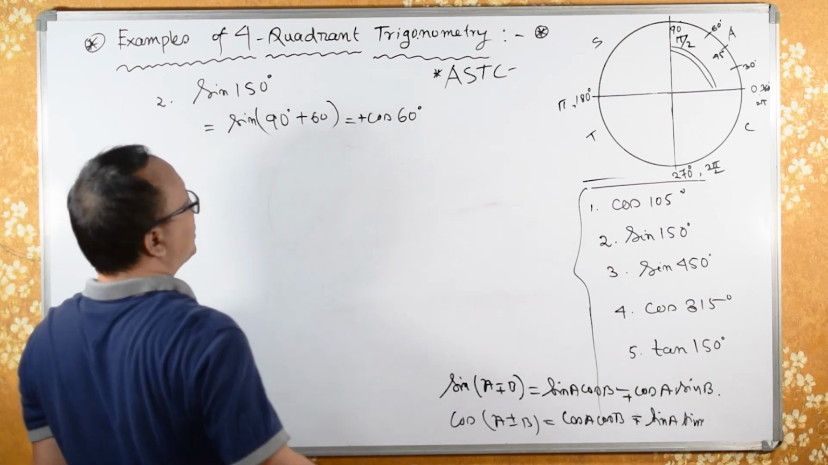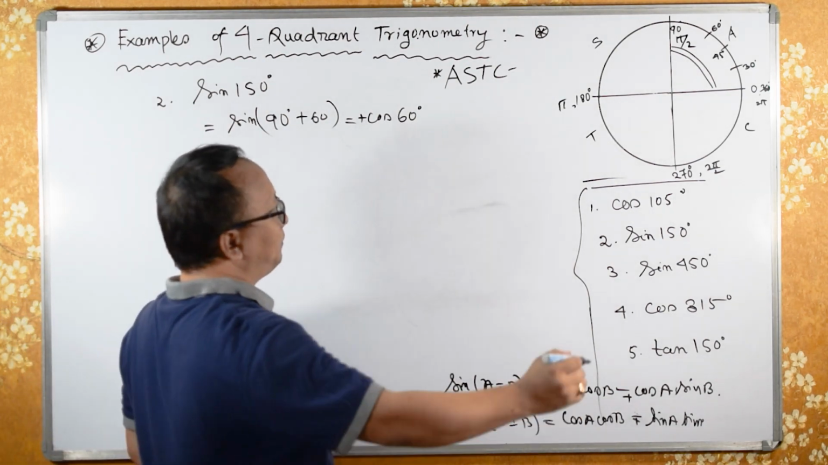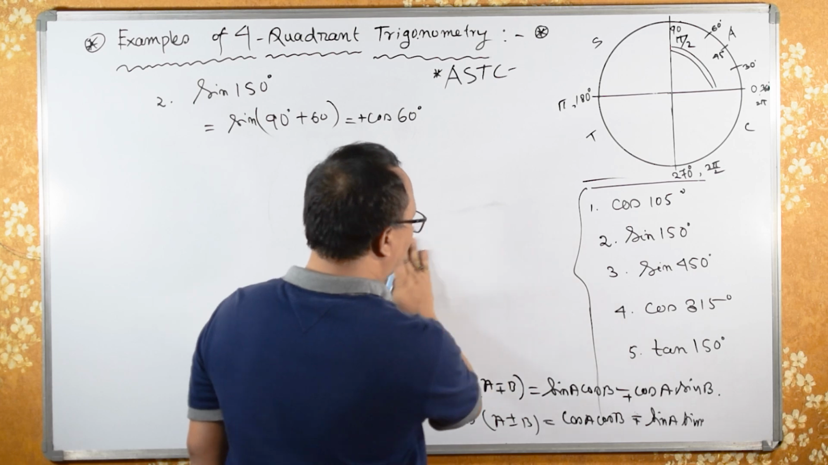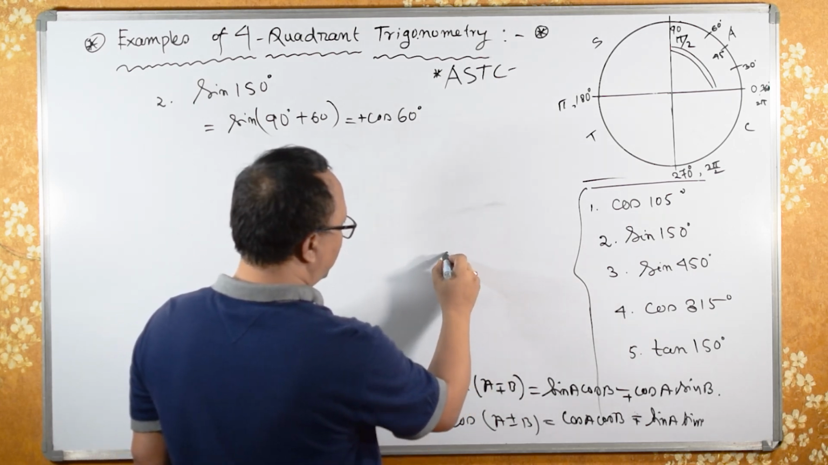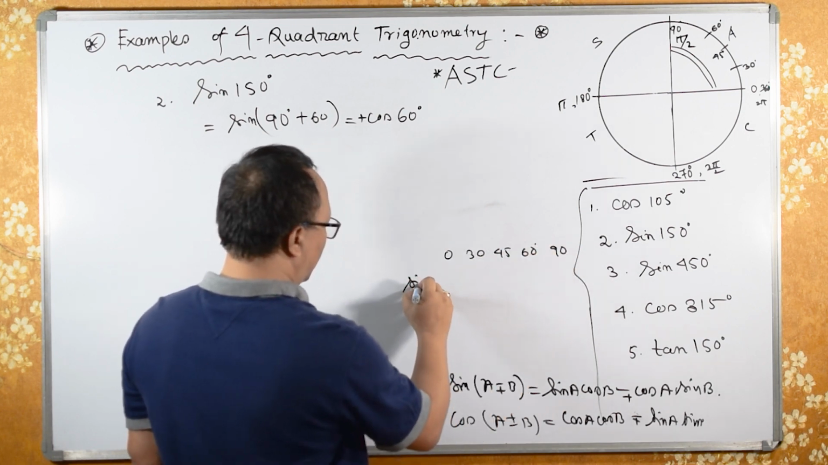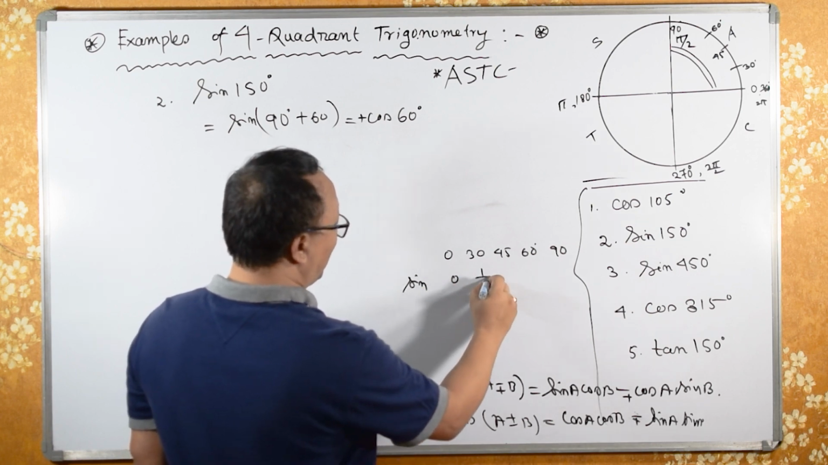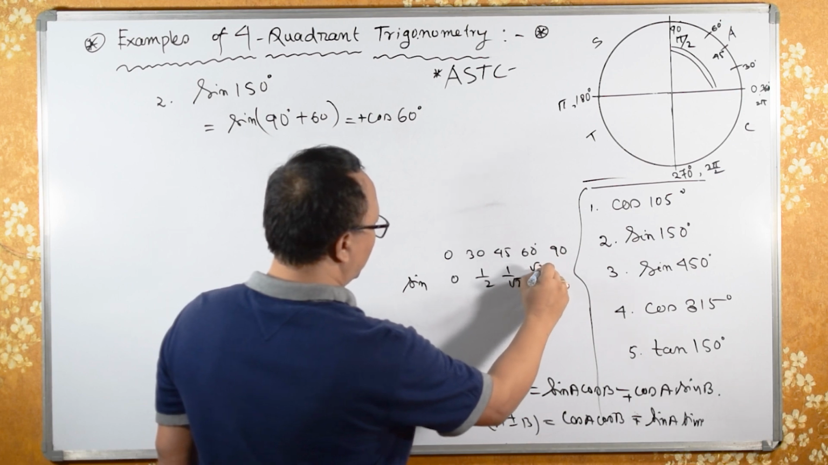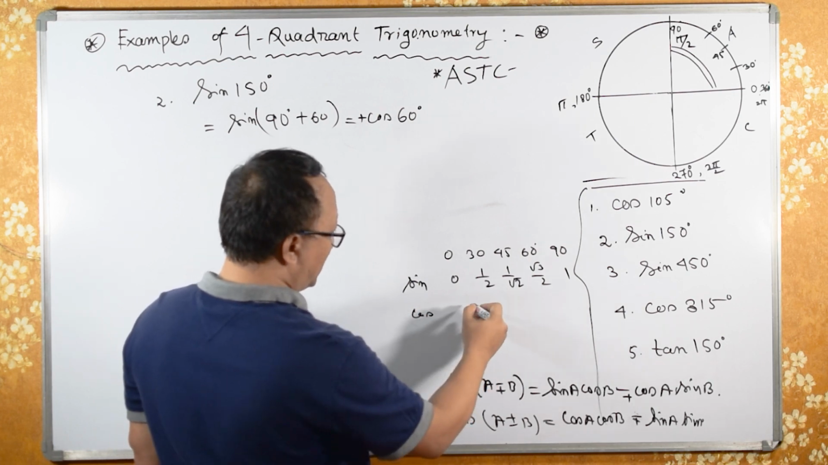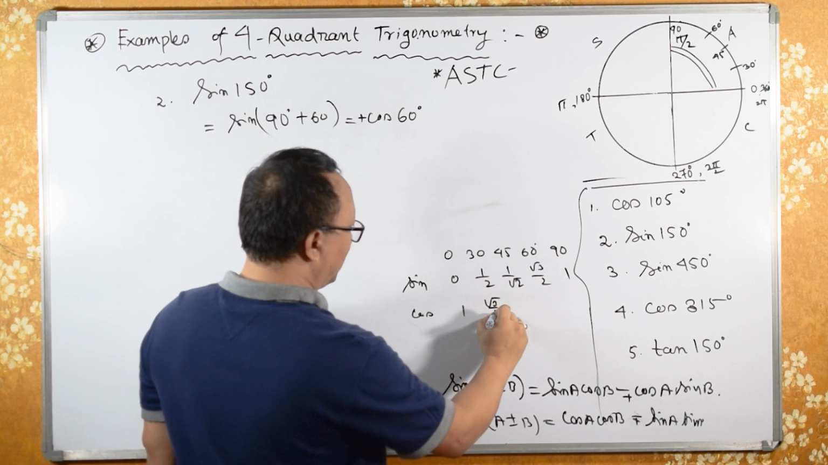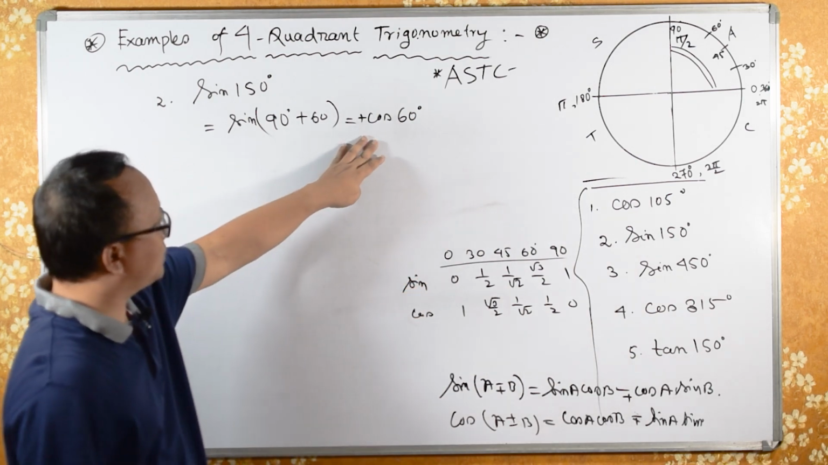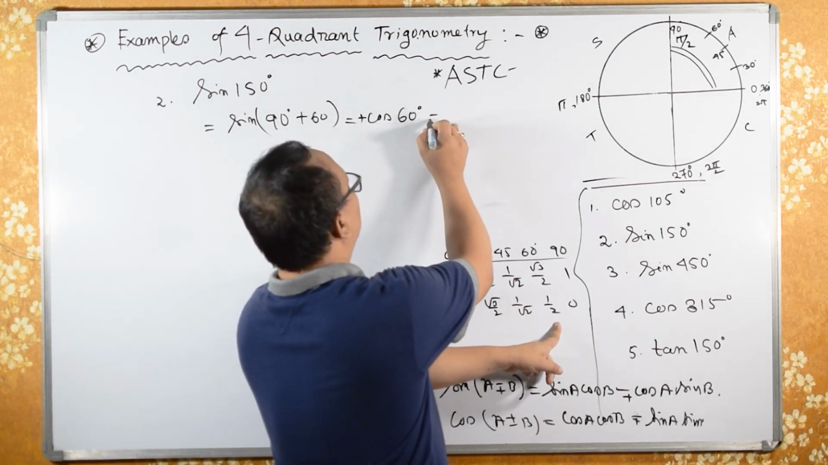Now, cos 60 is a standard value you have. In order to remember the trigonometric function values, we have 0, 30, 45, 60, 90. Here sine of theta: sine 0 is 0, 1 by 2, 1 by root 2, root 3 by 2 and 1. Similarly, cos just gets reversed: 1, root 3 by 2, 1 by root 2, 1 by 2, 0. Here cos of 60 is 1 by 2. Here the answer is 1 by 2.